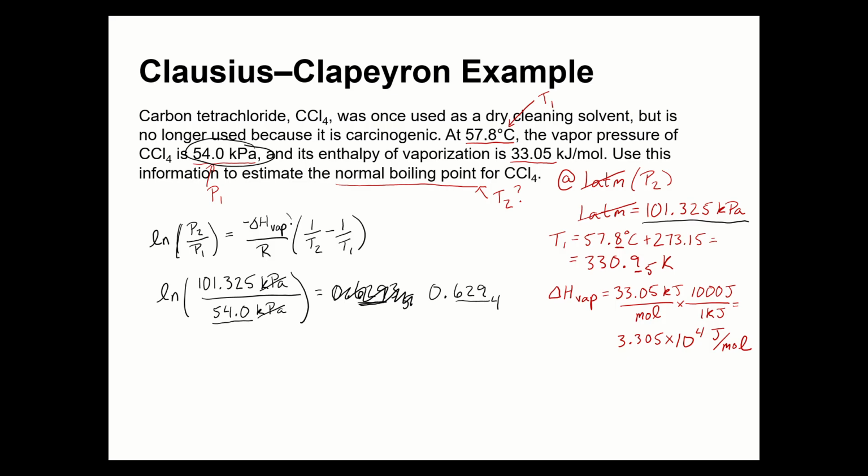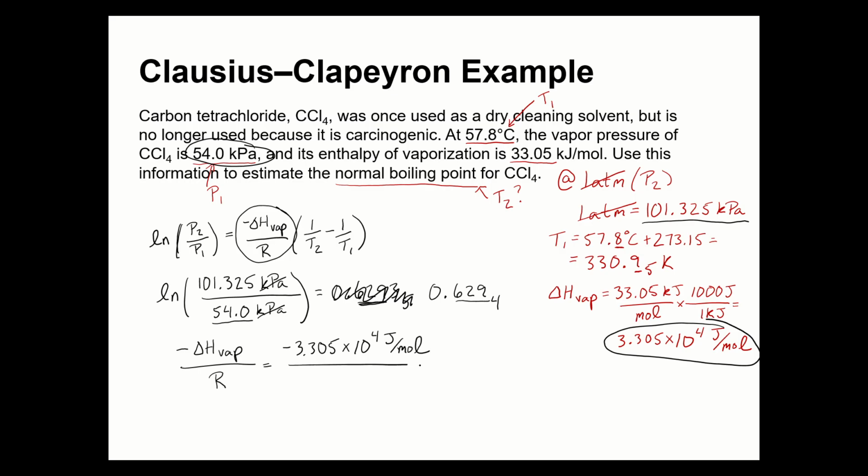Then the second piece, I can go ahead and solve for that as well. We've got our negative delta H vaporization, and you're welcome to plug this all in at once. I just find it easier if you do it one piece at a time. So the enthalpy of vaporization value they give us, and we've already converted it to joules per mole. So that is negative 3.305 times 10 to the 4th joules per mole divided by the R constant, which never changes. That's the 8.314 joules per mole Kelvin.